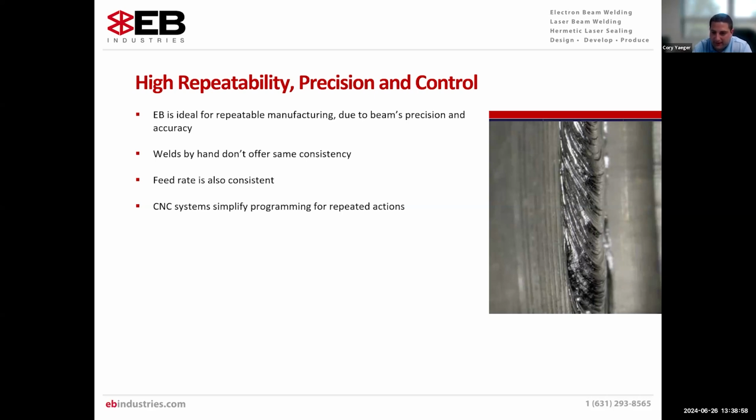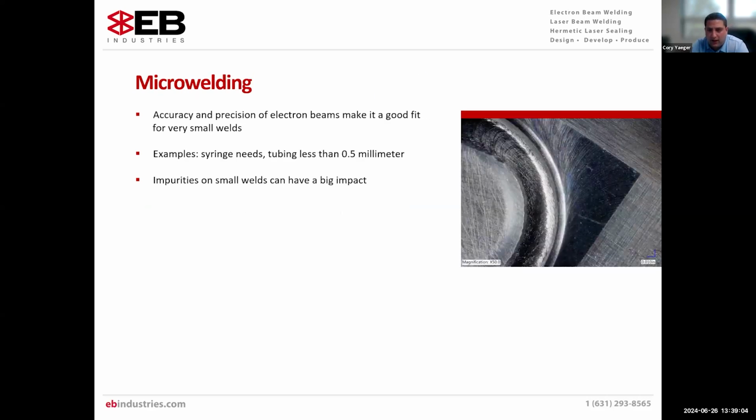Programming the actions needed to perform the welds makes automation not just possible, but also fast and reliable. Setting up a machine may take some initial investment in time and testing, but with high volumes of welds, it can save a lot of resources. Another area where EB welding thrives is in micro welding. The accuracy and precision that electron beams are capable of makes them excellent at making welds that are very small, including welding things like tiny syringe needles or tubing that is less than 0.5 millimeter thick. Also, the lack of contamination due to the vacuum environment is critical, since even small impurities can have an impact at such a small scale.